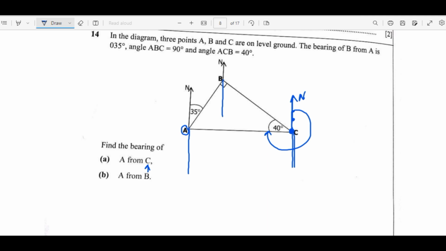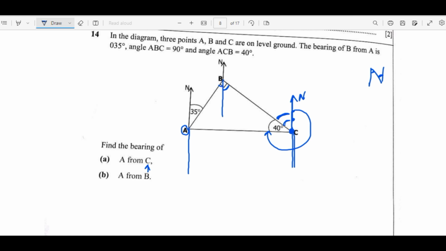Now, how can we find this angle? Okay, so we can find this angle here. And if we are able to find this angle, then we'll add 40 plus this angle, minus 360, and we'll be able to find the bearing of A from C. Now, let's look at this one. We are going to use the alternate rule, where this angle is equal to this angle. So if we can find this angle, we can also find this angle.